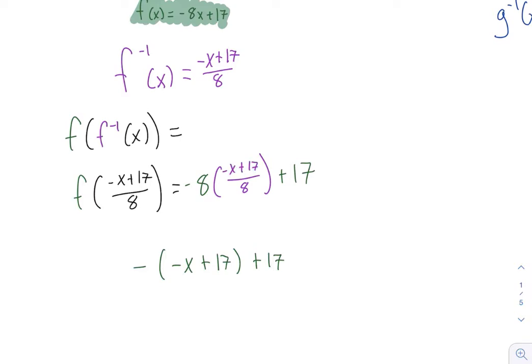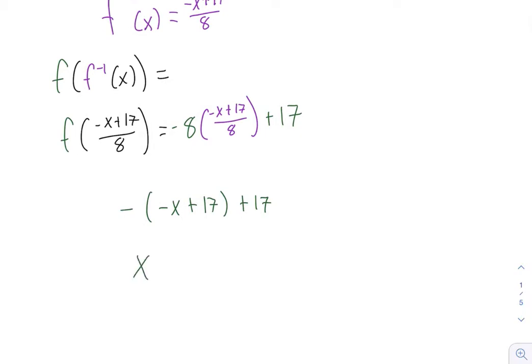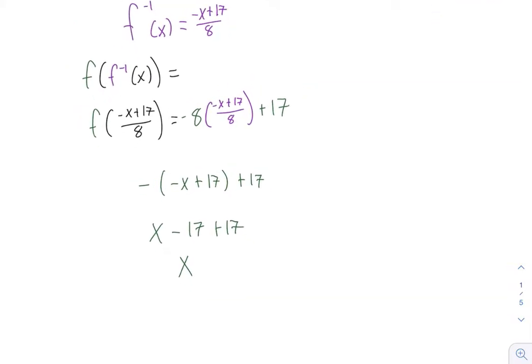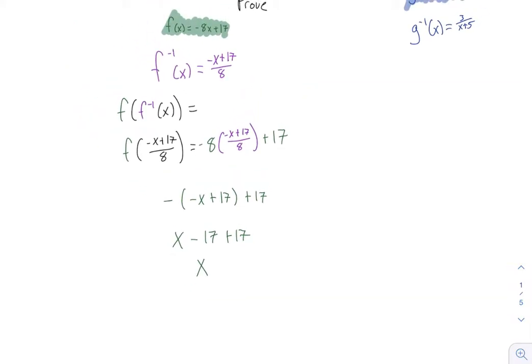Then what I want to do next is distribute this negative, so that gives me x minus 17 plus 17, and then minus 17 and plus 17 cancel with each other and leave me with just x. As you can see, we composed these two functions together, f of f inverse of x, and we ended up with x. This does not prove that they are inverses yet, because I also have to compose it in the other direction. So that's half of the work we need to do.